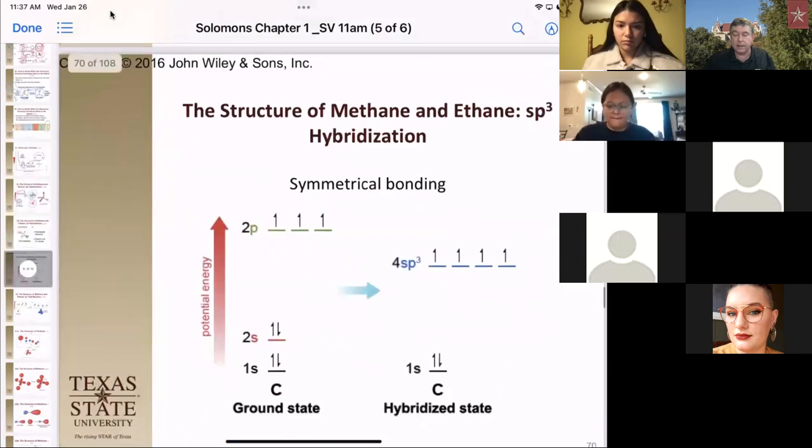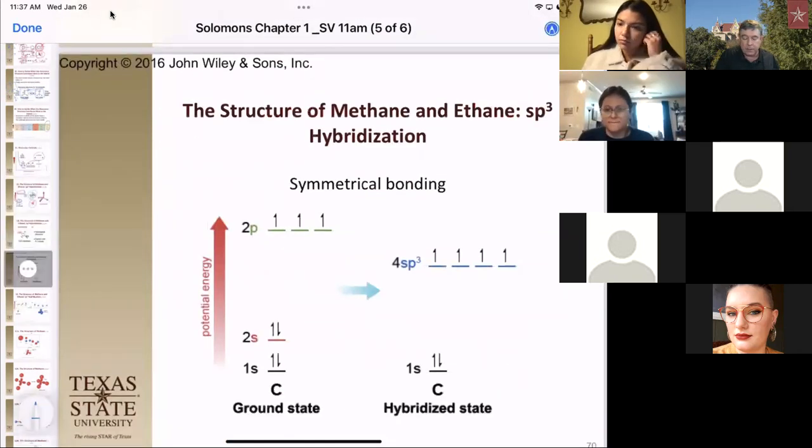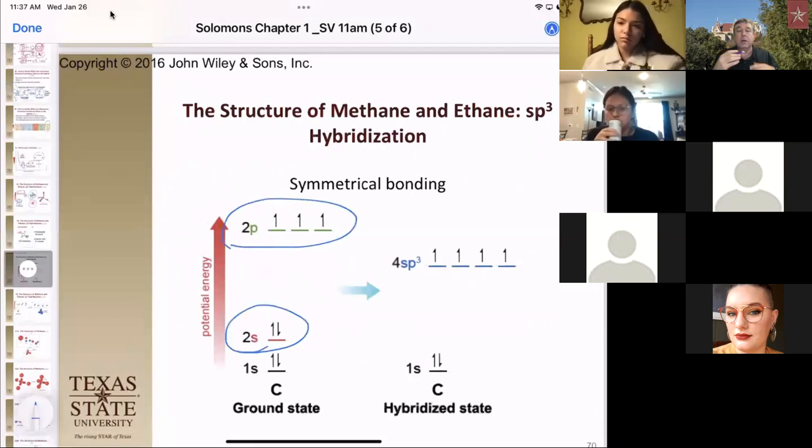Well, if we did that, we had our 2 S down here and we had our 3 P's up here. Notice the P's are higher in energy. So if we give up some of that P and we add a little energy to S, we're going to blend all 4 of those orbitals together to be of equal energy.